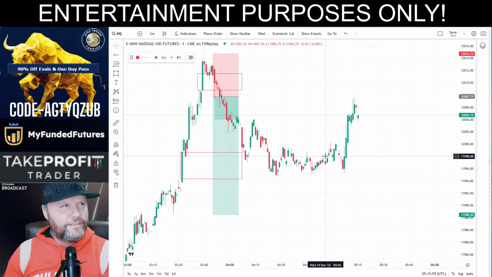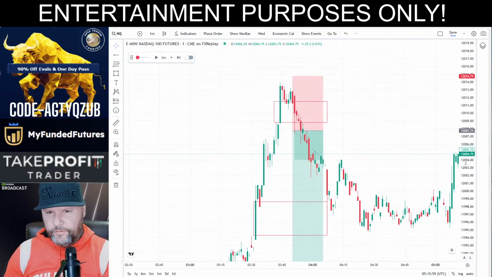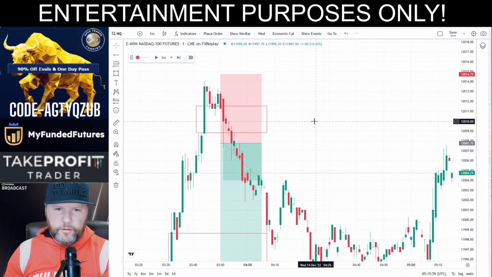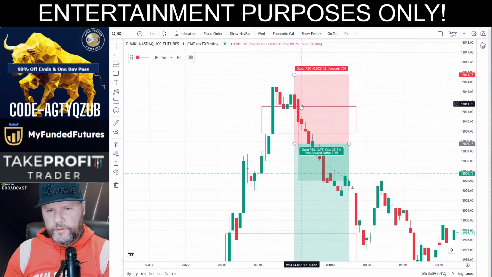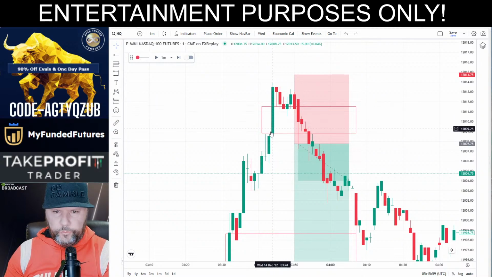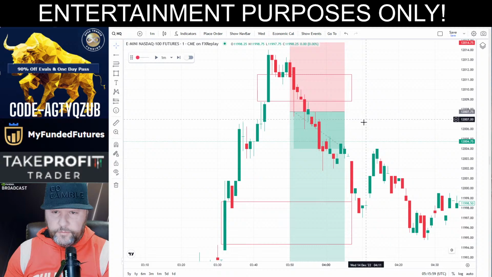If it inverses, this right here is an inversion. So as we all know, if you know anything about ICT concepts, a fair value gap is a 3-candle pattern, right? So it's basically when the high of candle 1 and the low of candle 3 leaves a gap on candle 2. So you see this gap here. This gap is inversed when the body of the candle closes below the gap. So right here, the body of the candle closed below the box. Boom. So that's my inversion setup.